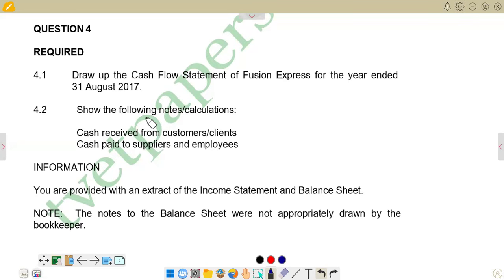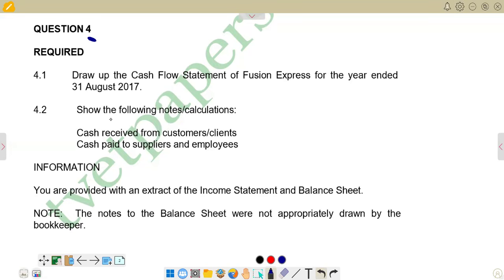In this video, we want to look at a question from cash flow statement. It's a question from November 28 question paper, and it's on question 4. The question reads, start with the required parts whereby 4.1 reads and draw up the cash flow statement of Fusion Express for the year ended 31 August 2017.